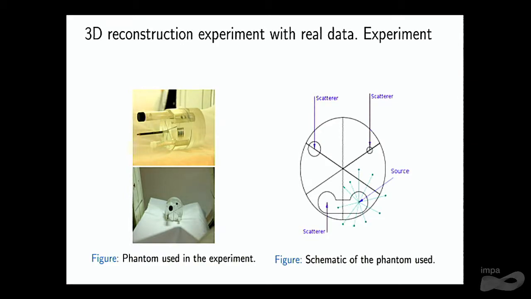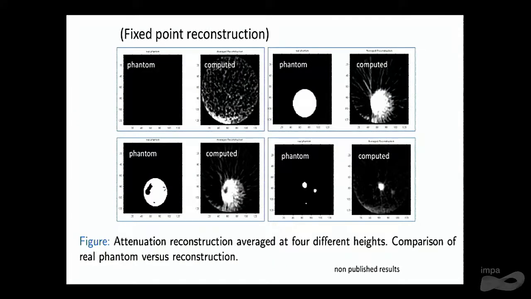And so in practice, we constructed a real phantom. This is my pencil. The idea was to have scatterers of different sizes and a radiative source, and try to recover that. In particular, the attenuation, not the source. The source is easy, but the attenuation. And now we know the attenuation, and these are the results.